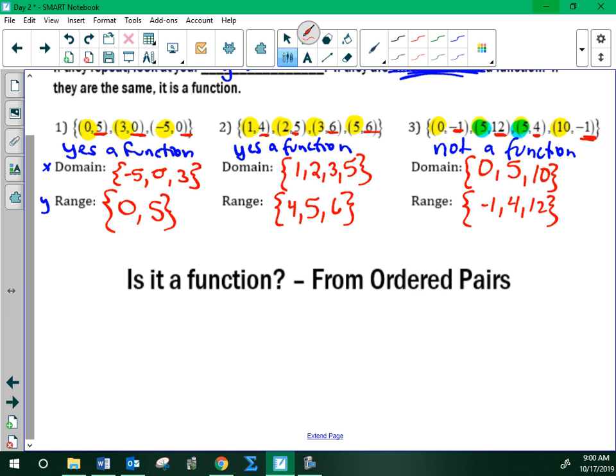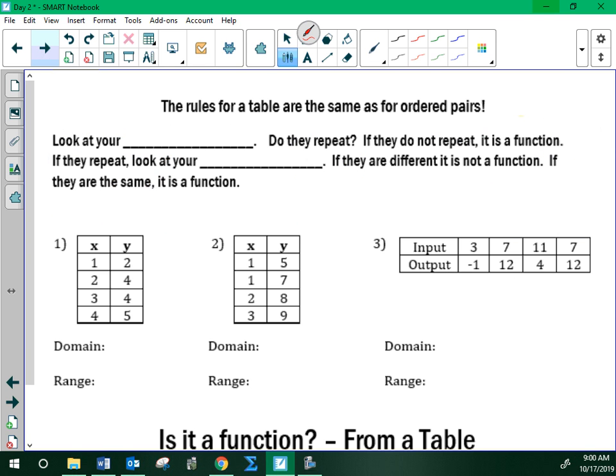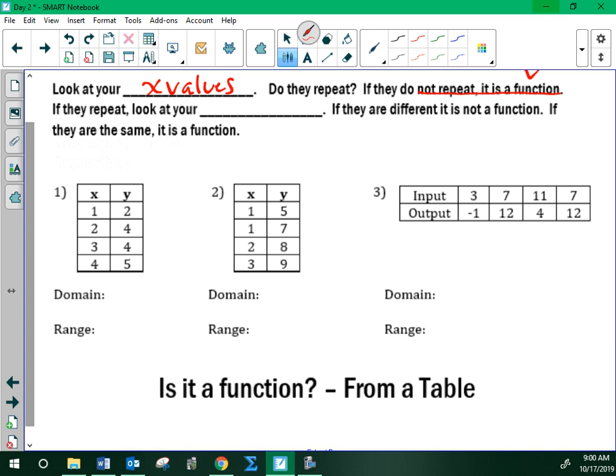function. All right, so now let's take a look at when they give us a table. All right, guess what? The rules are the same. Look at your x values. Do they repeat? If they don't repeat, then yay, it's a function. So if they don't repeat, it's a function. Woo. Let's take a look at number 1. My x values, hey, no repetition. Yes, it's a function.